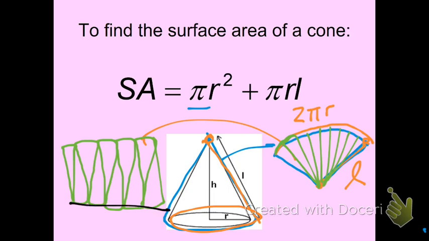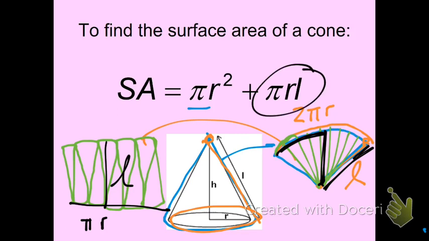The base of this parallelogram is going to be half of this arc, so it's going to be pi r. And the height of the parallelogram is L. It's the distance from the bottom of one of these sectors to the edge. So that's where the pi r L comes from. It's the area of this rectangle right here. In the next video, we'll show you how to apply these formulas.